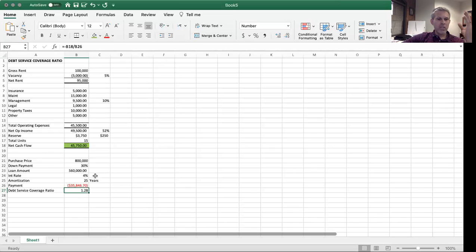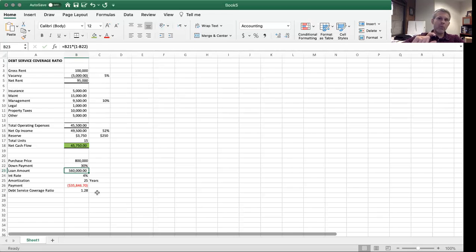Now, for example, if you modified a couple of things, so well, gosh, Dave, I only want to put down 25%. Look what happens to the debt service coverage ratio. It goes down to 1.19, which really won't work because the magic number is about 1.25 times. So you definitely have to put down about 30% in this particular instance to make it go well.